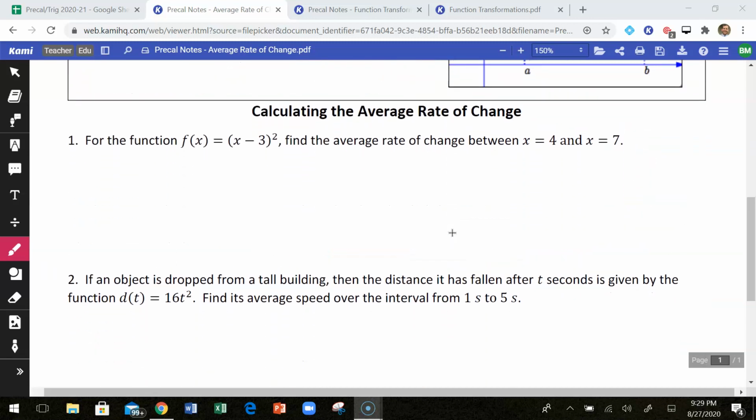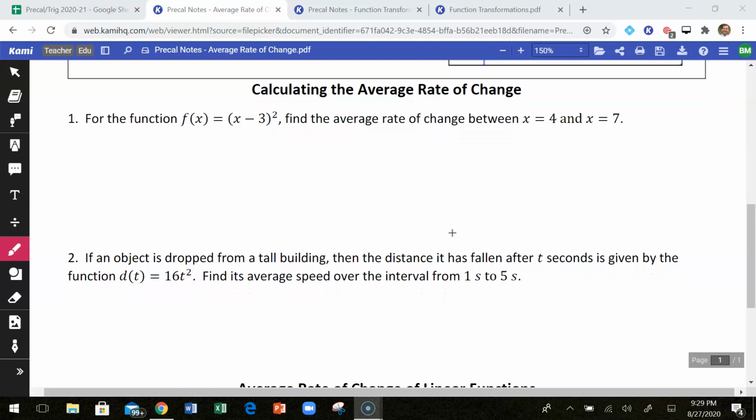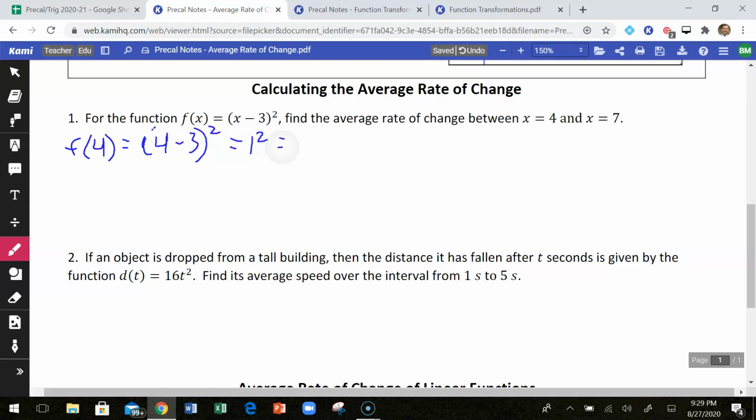So if you are given a function, number one, we have a function f of x equals (x minus 3) squared. I want to find the average rate of change between x equals 4 and x equals 7. Well, the first thing I need to do for both of these is find what their y coordinate is. So if I plug in 4 into the function, that's going to be (4 minus 3) squared, which would be 1 squared, which is 1.